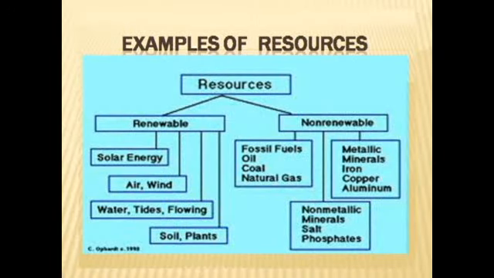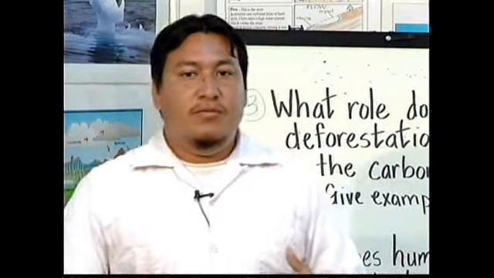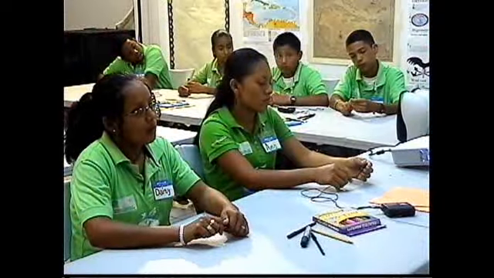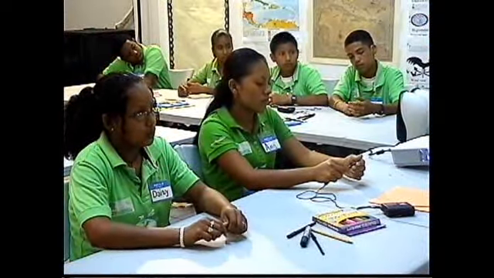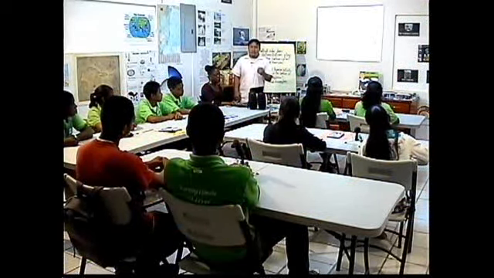And then we have metallic minerals: iron, copper, and aluminum. Then we have the non-metallic section, which is minerals, salts, and phosphates. Where do we get salts from? From the sea. Okay, so we have two different places where we can get our natural resources, from sea and from land. The majority of the resources we take from the sea are minerals and salts.